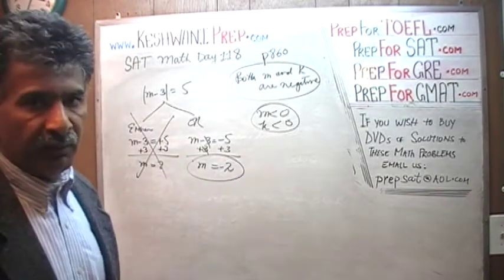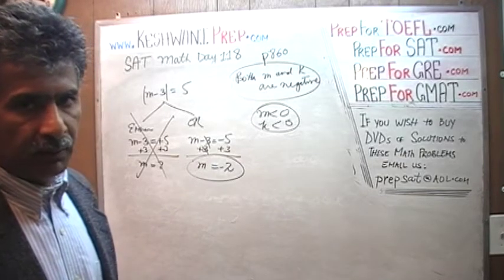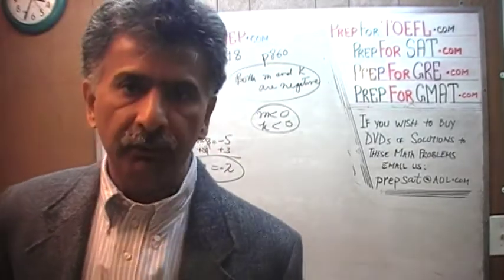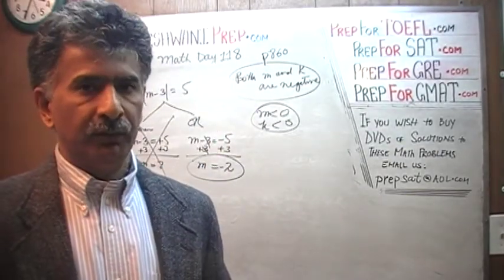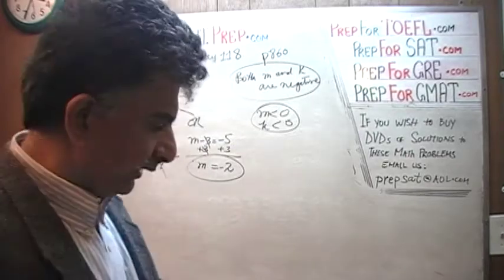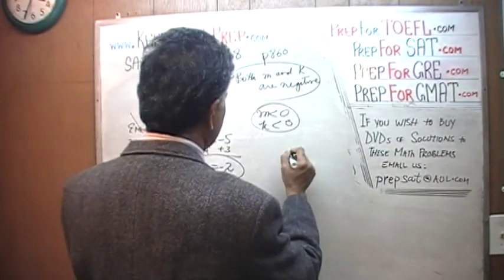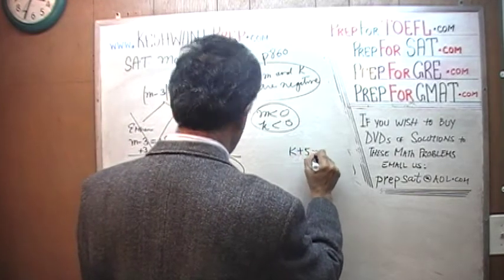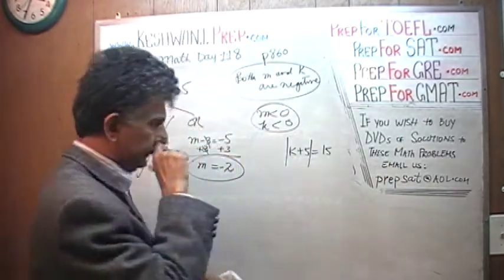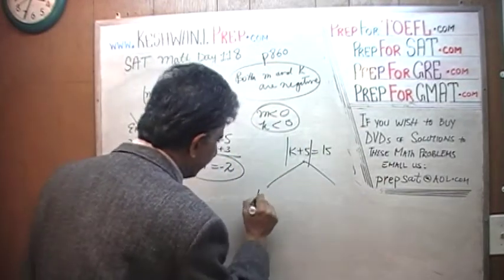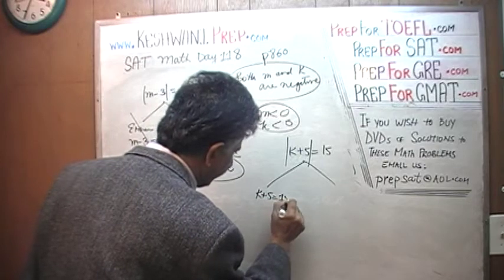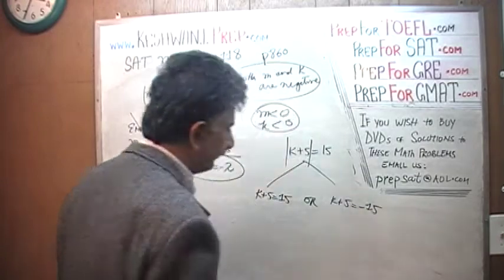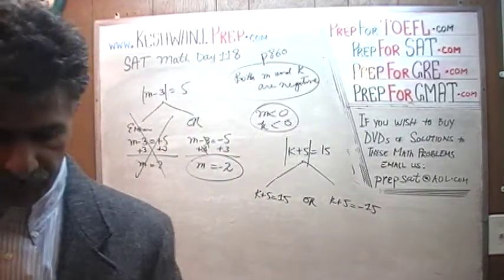Similarly, when we get to k, we have to keep in mind that we are told that k is also negative. Again, we'll have two scenarios, and we'll have to throw away the positive value. We'll be dealing with the negative value of k. Let's find out. We are told that the absolute value of k plus 7 equals 15, which means either k plus 7 equals positive 15 or k plus 7 equals negative 15, because in both cases the absolute value is going to be 15.